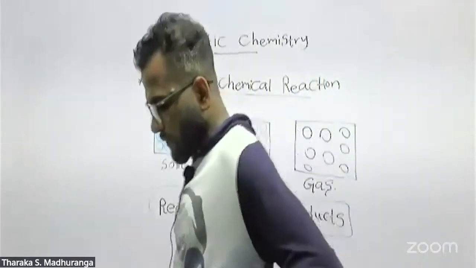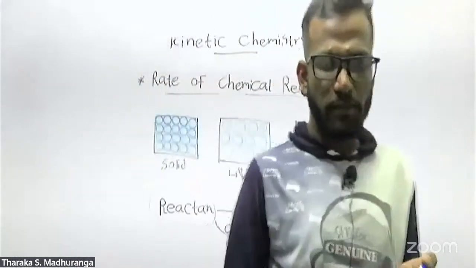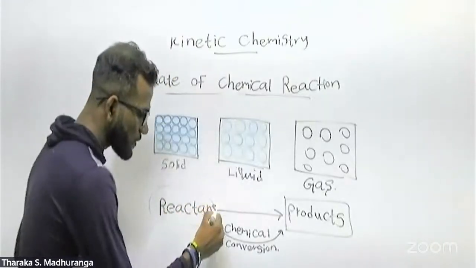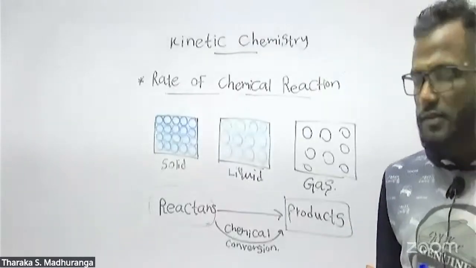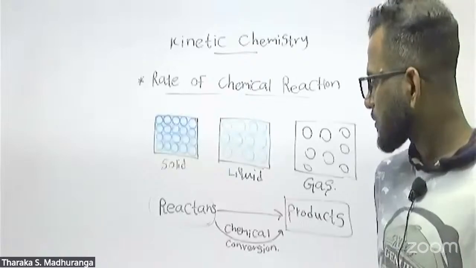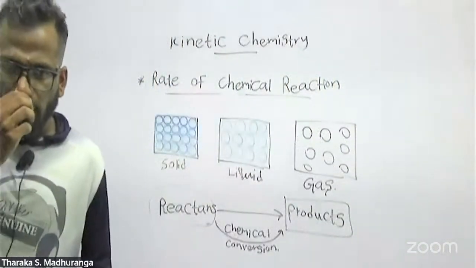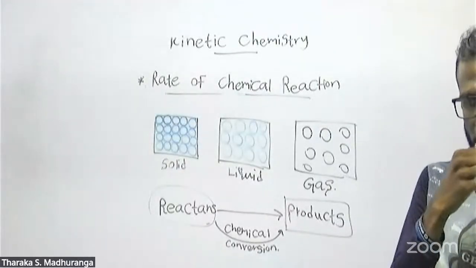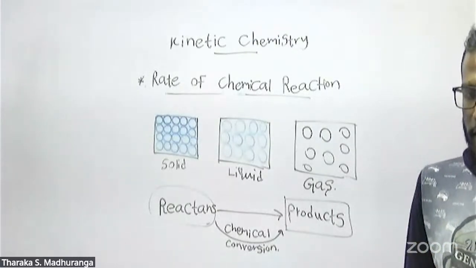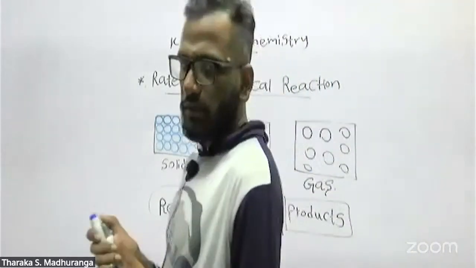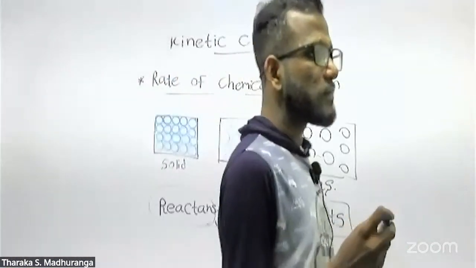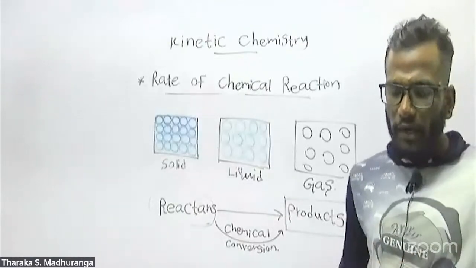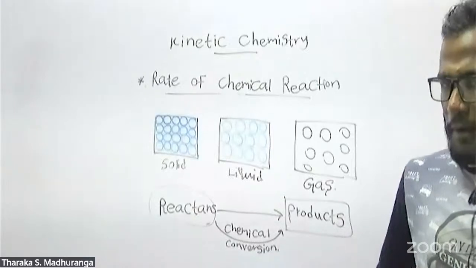Next point. Some kind of substance, within brackets reactants, converts into different types of substance, within brackets products, by a chemical conversion. That is called a chemical reaction.